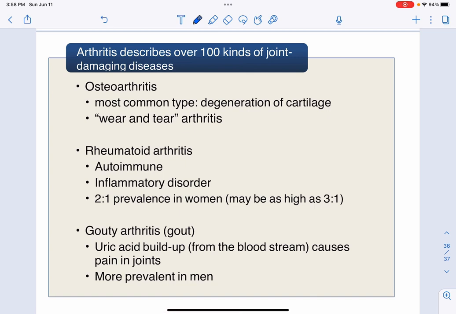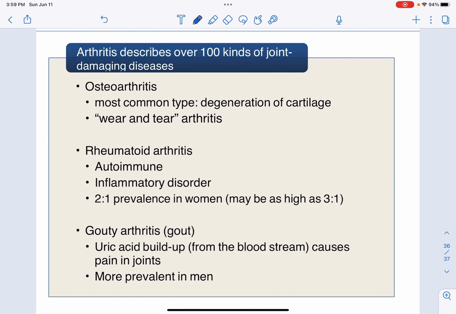Rheumatoid arthritis is a little bit different. This is actually an inflammatory disorder. So you have a lot of inflammatory cells in the area that is causing a lot of pain. And this is pretty prevalent in women. And there's really no cure for rheumatoid arthritis. The best you might be able to do is take anti-inflammatories, or steroids is another option.